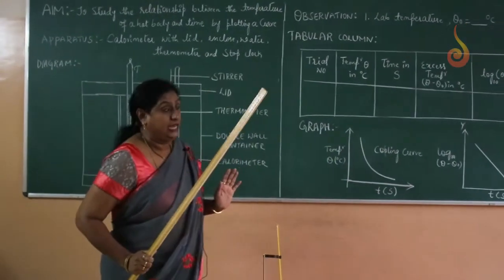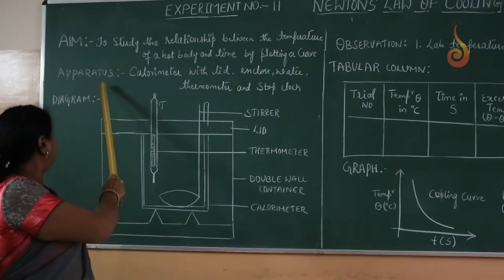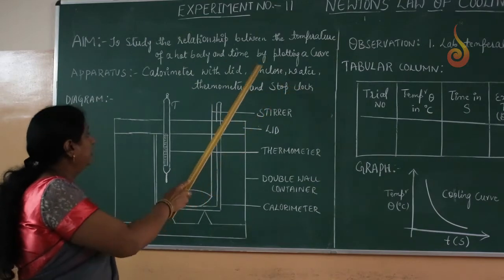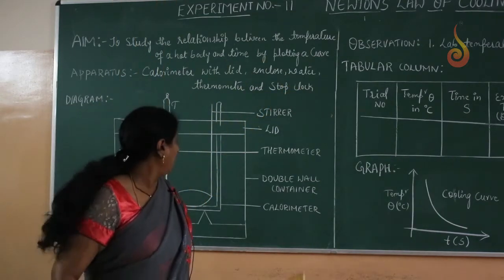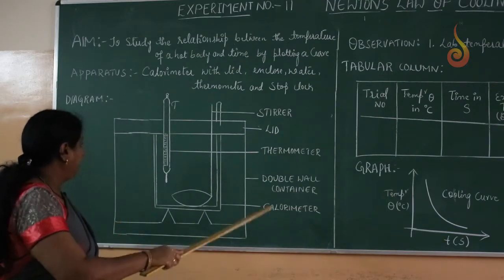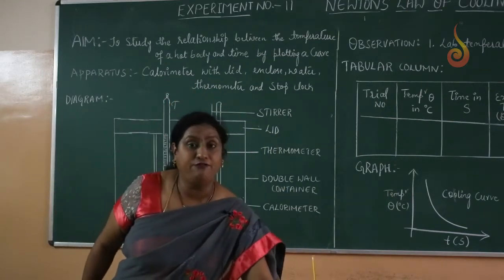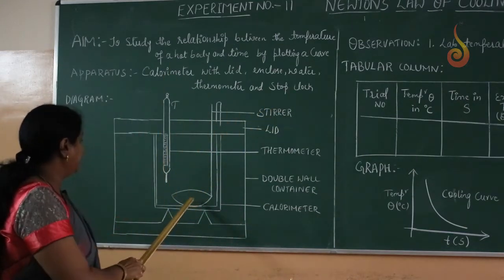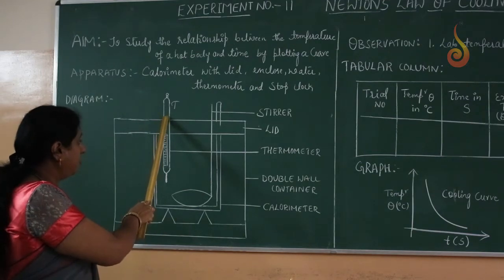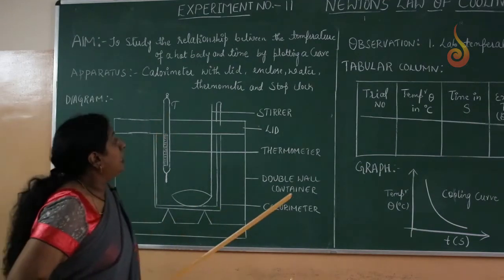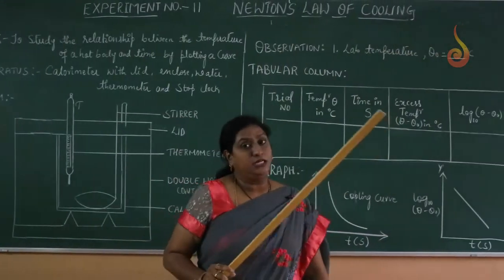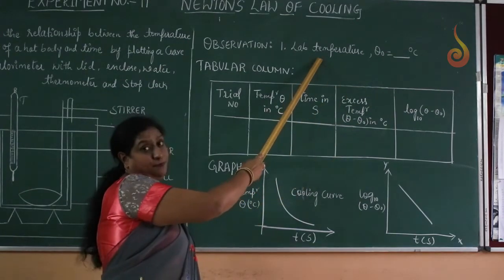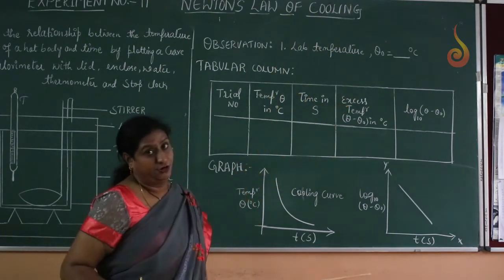Now let us move on to the experimental part. To perform this experiment, we need a calorimeter with a lid and water, a thermometer and a stop clock. This is the experimental diagram of what I have shown here. So this is the calorimeter setup, this is the stirrer, this is the thermometer. And coming to the observation part, to begin the experiment, first we have to record the laboratory temperature, which is denoted by theta naught.